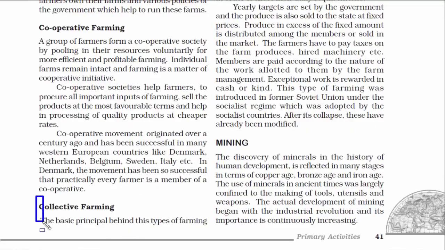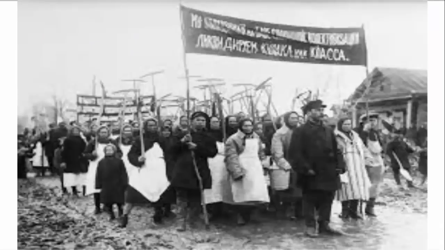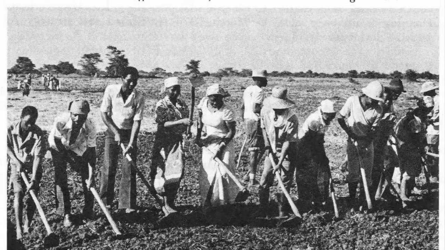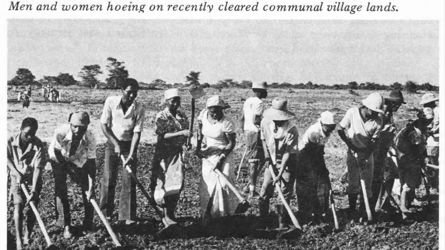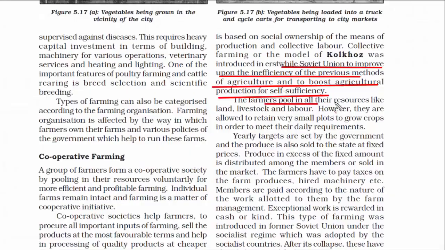And the last type of farming is collective farming. This farming was introduced by the Soviet Union to improve upon the inefficiency of their agriculture. The farmers have to pool in all their resources like land, livestock, and labor. They are allowed to retain very small plots to grow crops in order to meet their daily requirements. And when everybody works together, the productivity increases.